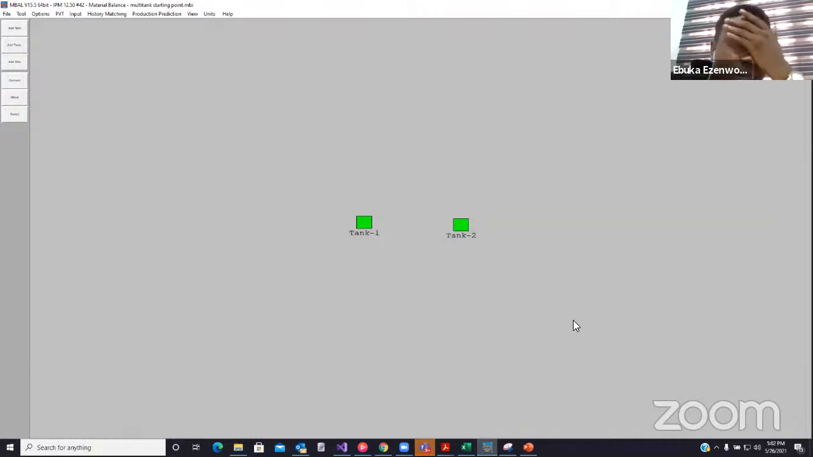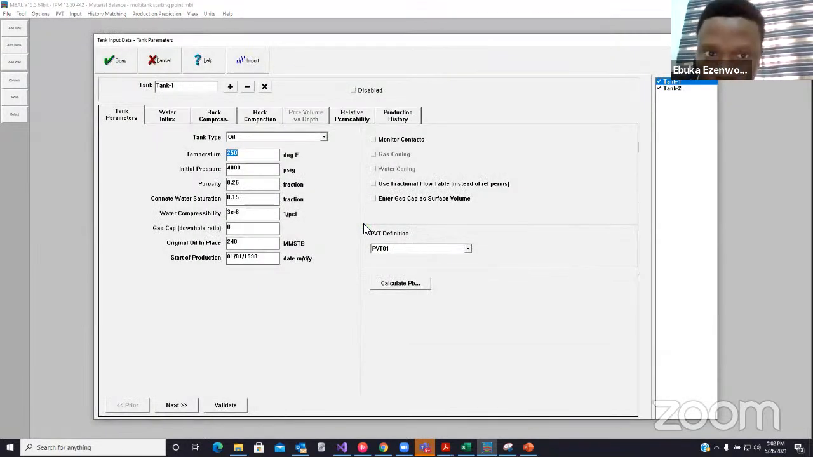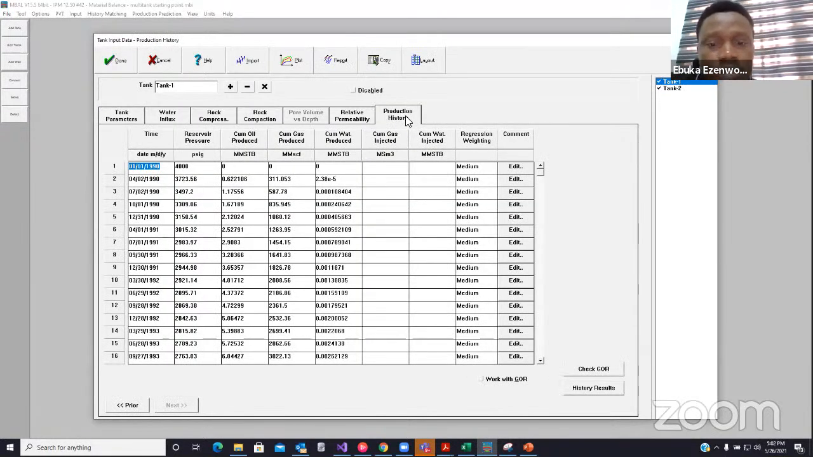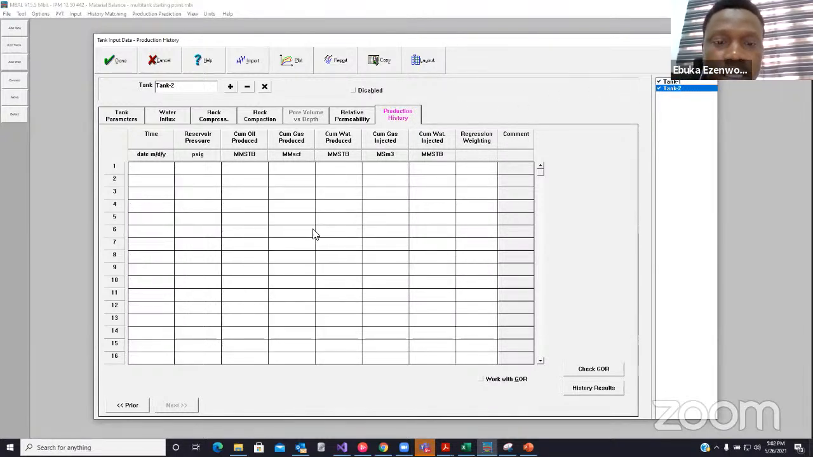So here, I have the 2 tanks. So this is my tank 1, and I have my tank 2. So for now, these 2 tanks are volumetric. They don't have any aquifer. Like I said, production is taking place in tank 1. So if you look at the history, this is the production history for tank 1. But if I move to tank 2, you will see that tank 2 is not producing.